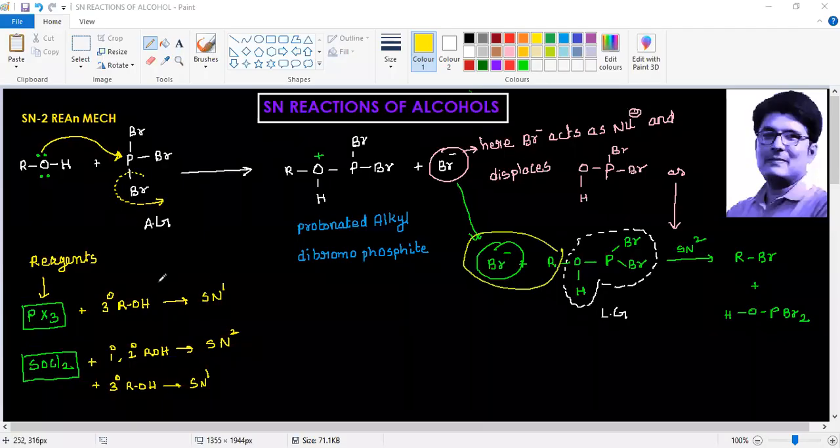Okay, guys. So this is the end part of the Sn reactions of alcohols. Okay. So in the next part of the video, we are going to learn the Sn reactions of ethers, beta. Okay now.